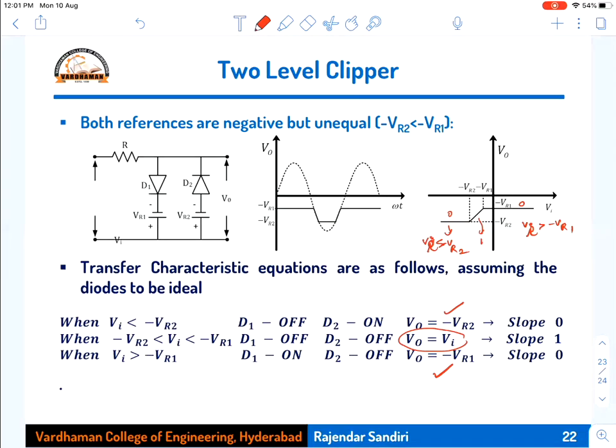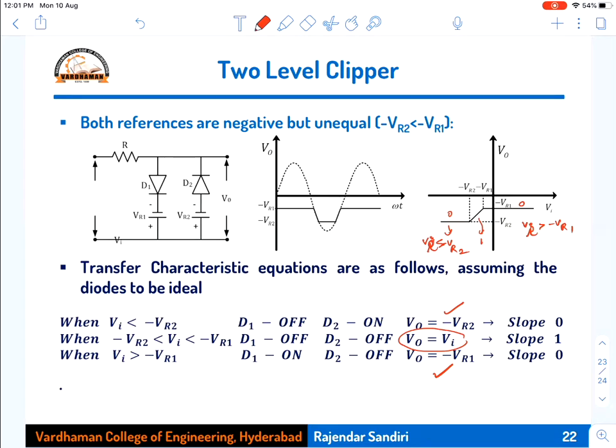You can visualize that. So with this, I hope all the clippers and clamper circuits are over. You have to take the circuit diagrams and analyze them. All this operation is completely based on which diode is on, which diode is off, and so on. Once you decide which is on, which is off, then output voltage is equal to the voltage across the parallel combination. Okay. So in this case, if you use ideal diodes, I am getting just output voltage equal to the reference voltages.